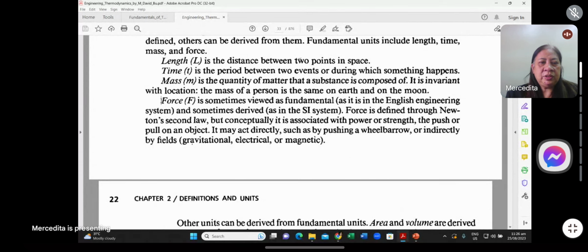So, ipunta muna tayo sa force. So, sabi dito, force is viewed as fundamental. Fundamental meaning some units are defined. Okay? And sometimes it is derived. Katulad ng sa SI. So, yung sa English, it is fundamental. Force is pounds. And for SI, malimit na unit ng force is in Newton, and which is derived, and also defined kasi pinangalan siya kay Newton. So, siya ay defined, fundamental unit siya. Okay, para maintindihan natin.